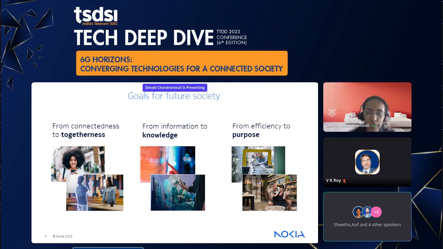And with knowledge, information is no longer enough. We need a greater understanding. We need more intelligence, cognitive and complete context awareness, leveraging the digital twin, sensing, and other technologies. With regards to purpose, what do we really mean by that? In the past, technology has helped us become more efficient. Now we need to try to hand over the mundane tasks to the machines and actually focus on items that really matter to us and our planet.